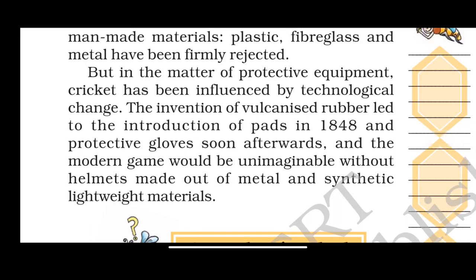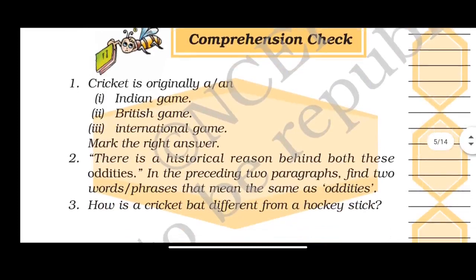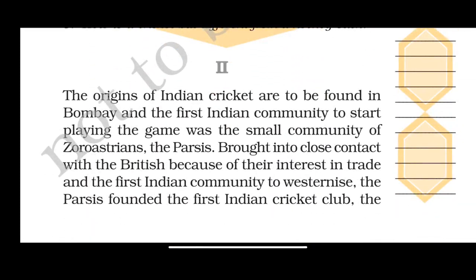They are still using the natural things, but their protective equipment is highly manufactured, highly influenced by technological change, like vulcanized rubber, pads, helmets, everything, okay. They are made up of metals and synthetic lightweight material. So up to here we have seen, okay. Now going to see the second part of the chapter.